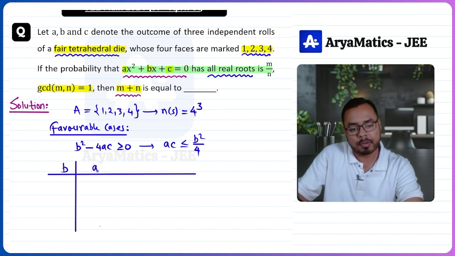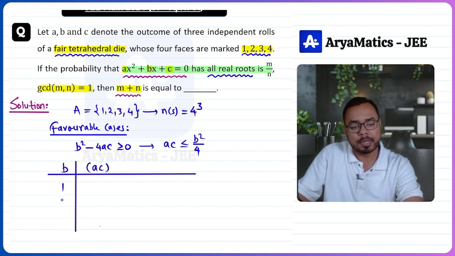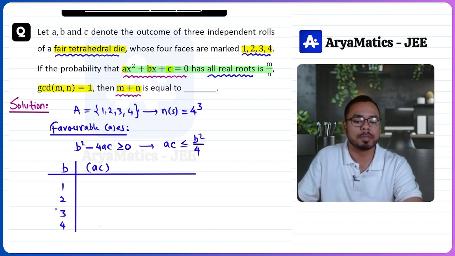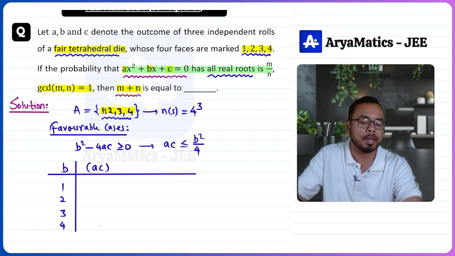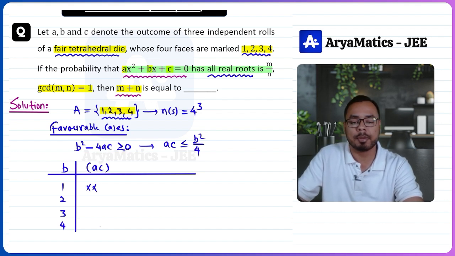So on one side we'll write different possibilities for B, and on the other side we'll write the ordered pairs AC. Because it is a tetrahedral die and the different faces are marked 1, 2, 3, 4, for B we have these four options. Either B will be 1 or 2 or 3 or 4. Right? These are the four possible values for B. Now remember, if B is 1, AC should be less than or equal to 1 by 4, and A and C also we have to select from here only. So the minimum product that you can create for AC will be 1, when A and C both are 1. So in this case we will not get anything. Right? If B is 1, then you cannot make a quadratic equation with real roots because the discriminant will be negative.